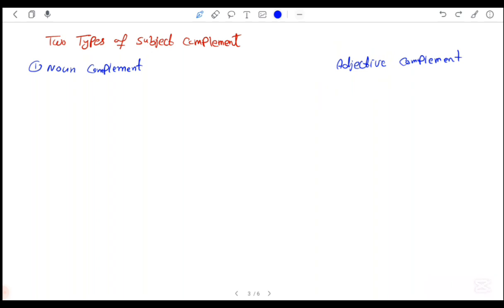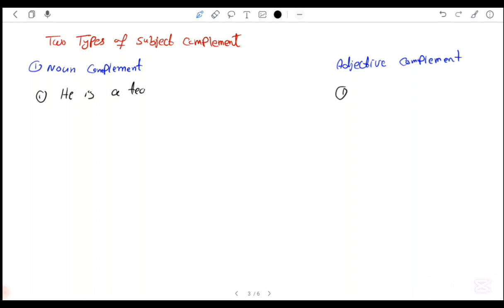I just tell you that we have two types of subject complements, noun complement and adjective complement. Just some short sentences, and in the future we'll talk about that later, right? So for noun complement, we previously talked about that.